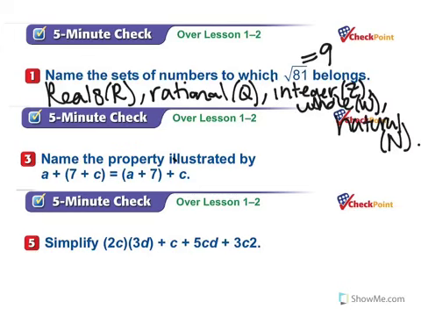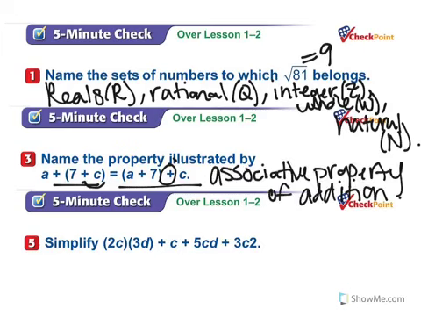Now you'll try a problem. Number 3, name the property illustrated by a plus 7 plus c is equal to a plus 7 plus c. If you notice, they're all in the same order. All we did was move the parentheses. When that happens, it's the associative property of addition. The reason it's not multiplication is because we have addition signs. You can also look at your notes, and you should be able to tell the differences between the different properties. Okay, now you'll try a problem.